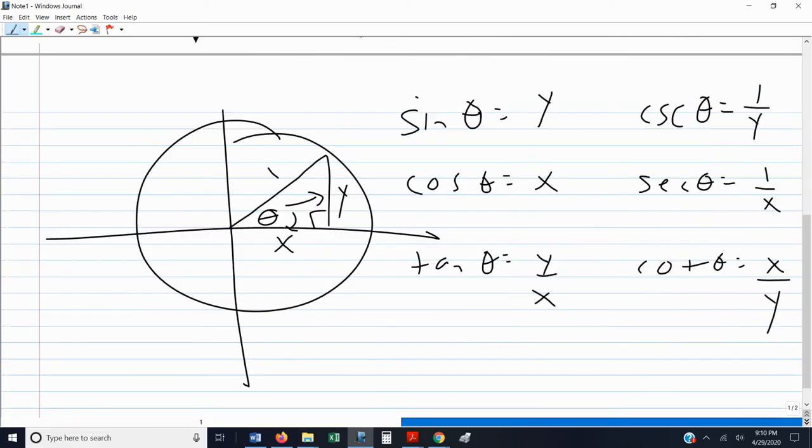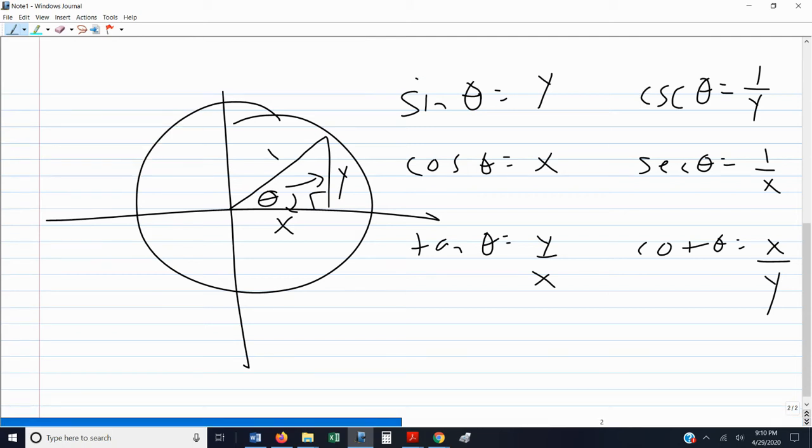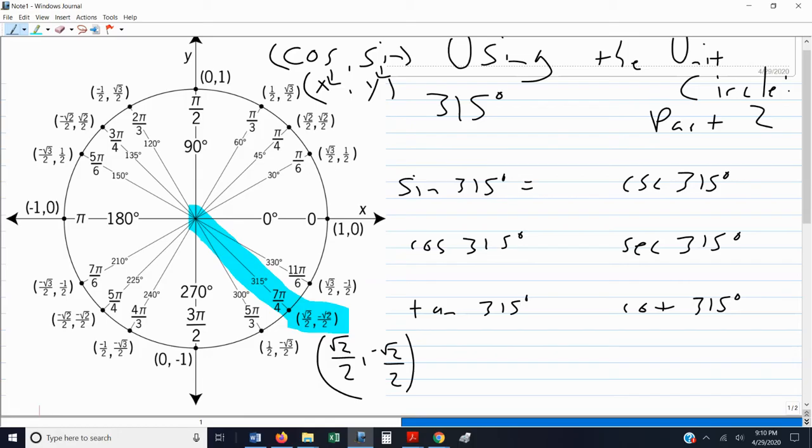Okay, so based on this triangle that we drew, the hypotenuse is 1 for any triangle that you draw in the unit circle. The sine is always going to be the y value. And so what you would do is you're trying to figure out the sine of 315, go to 315 degrees, and the sine is the y value, and that is negative root 2 over 2. And because we have these functions lined up with their reciprocal, that means the cosecant is going to be the reciprocal, or 2 over negative root 2.